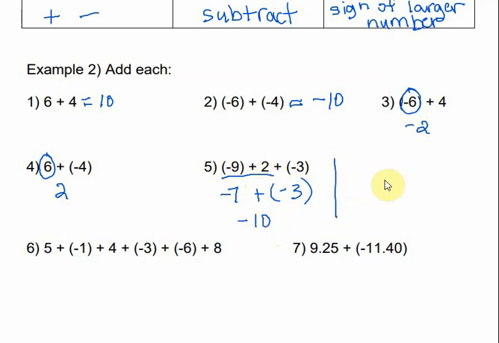Now, let me do it where I combine my like terms first. Let me write it all out again. So if I combine these like terms first, I know I'm going to add, and that would give me a negative 12. And I bring down the plus 2. Negative 12 plus 2, this time the signs are different, so I'm going to subtract. And I get a 10, and it will be negative because my bigger number is negative.